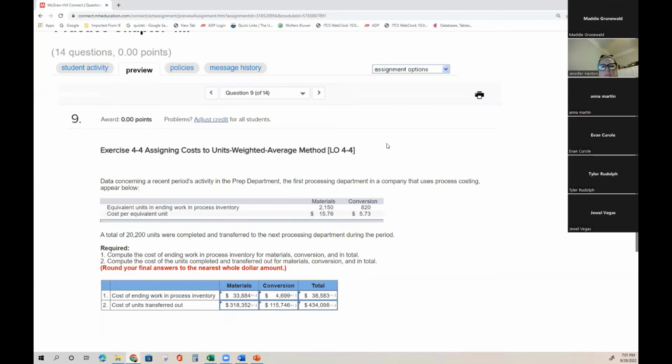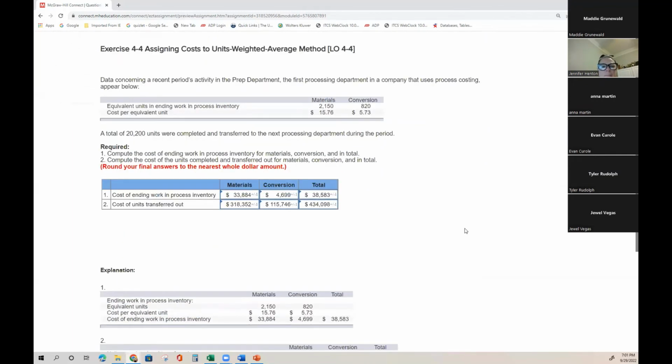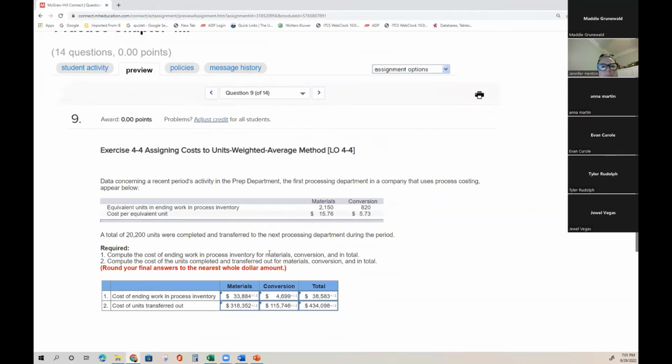Going through the slides is definitely helpful. And then let's see what this one's doing. They want to compute the cost of ending work in process inventory for materials, conversion, and in total, so we're going to add them together, and then compute the cost of the units completed. So they want the cost of the ending work in process, and they want the cost of the units that were transferred out.